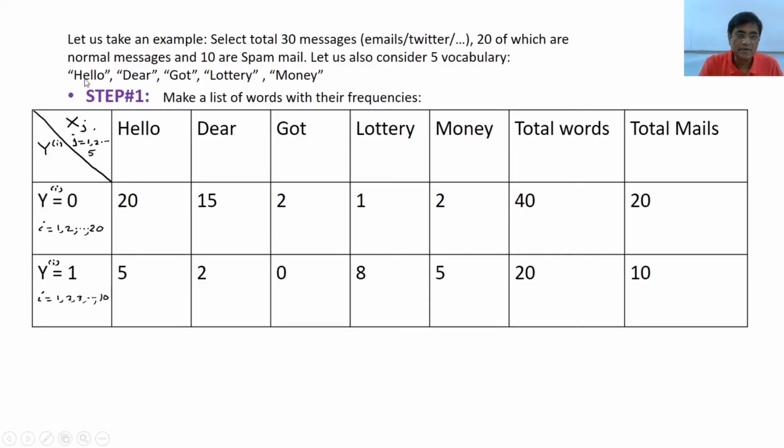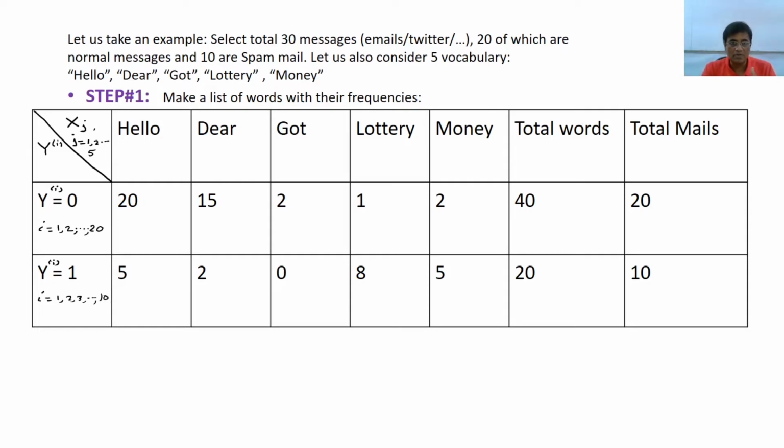It has to be simple. So hello, dear, got, lottery, money, these are my words. The first step is to decide the number of mails you are going to use for training. So 30 mails we have decided, out of which 20 are normal messages and 10 are spam mail. By the way, everybody knows what spam mail is, right?